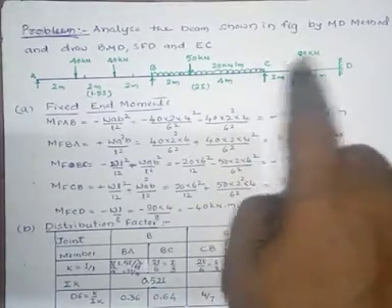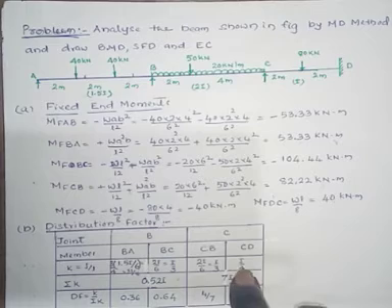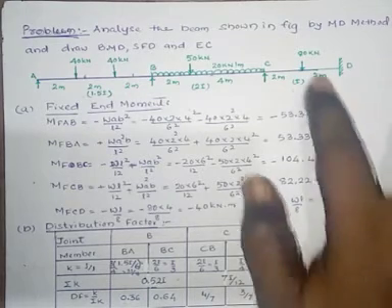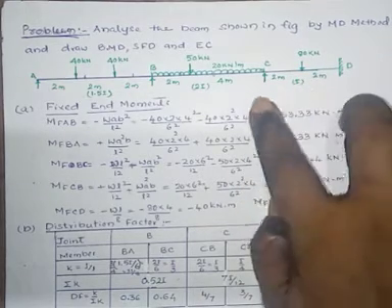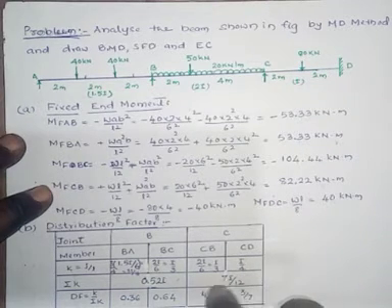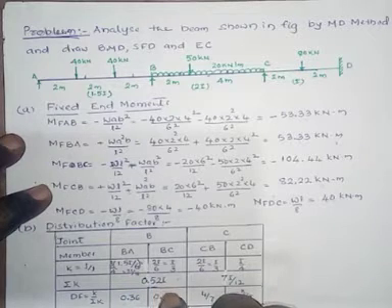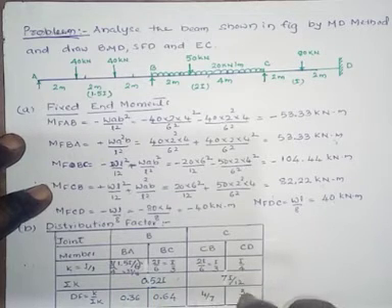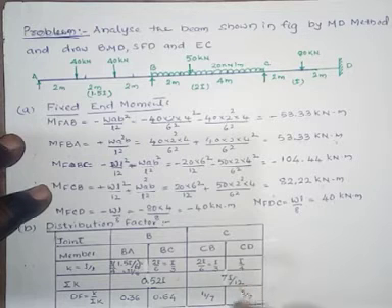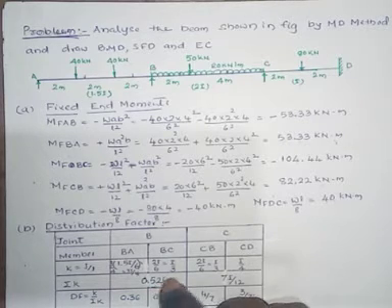For CD, with respect to C, D is fixed. Therefore, that is I by L. The moment of inertia is I, length is 4 meter, hence that is I by 4. Here the summation of K at joint B, if you simplify, is 0.52 I. Similarly, this one is 7I by 12. Then the summation of K at joint B and C.